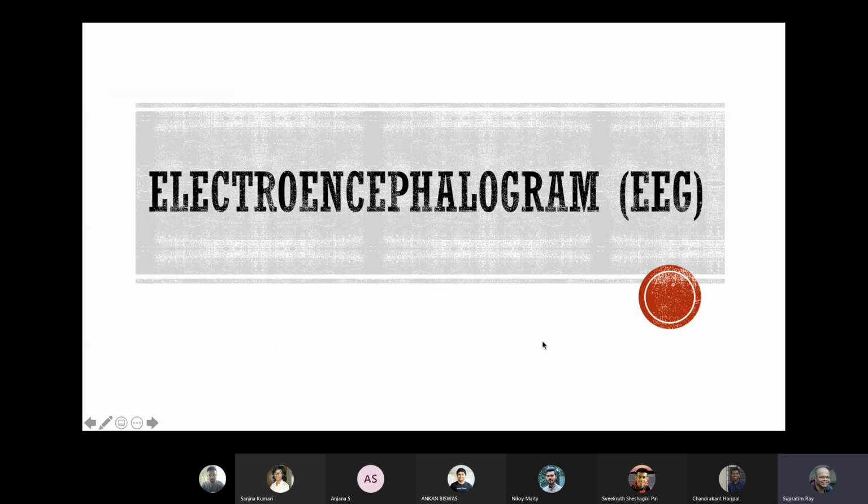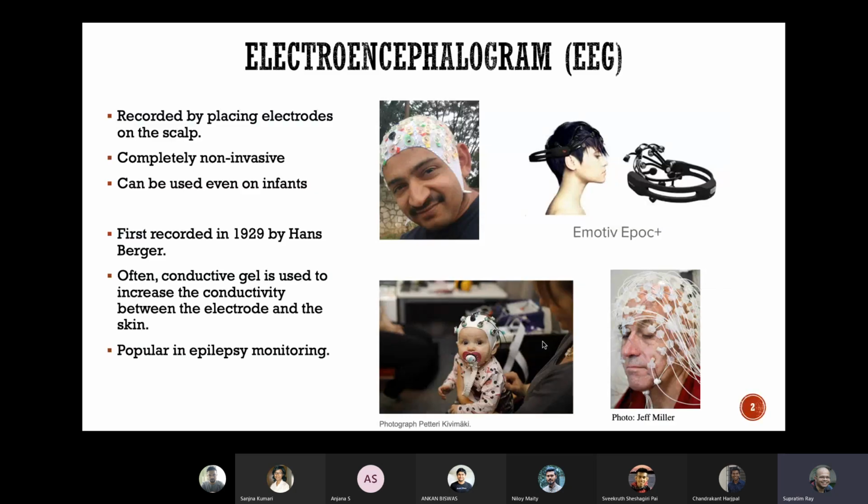So we'll continue with our discussion on EEG. Well, we only spent 5 minutes in the last class, so I'll just recap what we had done. It's a technique in which electrodes are placed on the scalp, on the surface of the head, and it's a very popular technique, almost 100 years old now. The first recording was done in as early as late 1920s by Hans Berger.